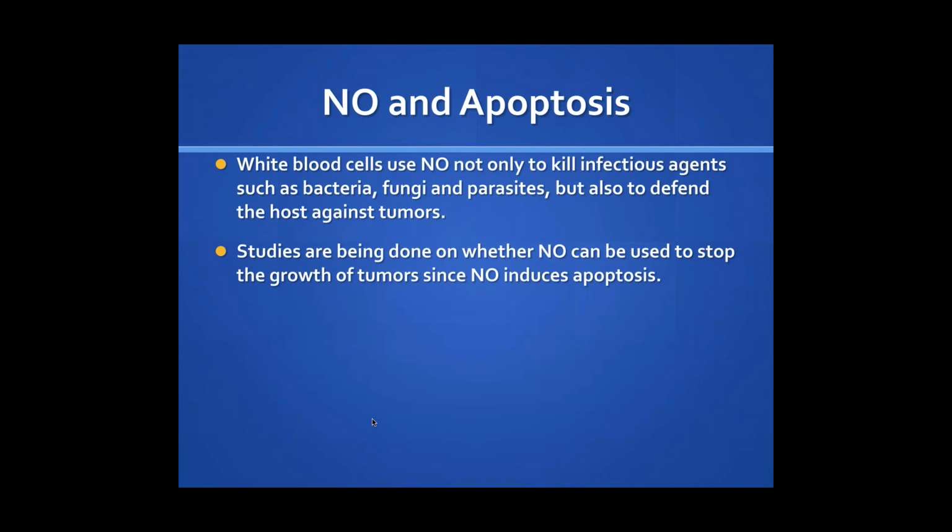White blood cells use nitric oxide not only to kill infectious agents such as bacteria, fungi, and parasites, but also to defend the host against tumors. So it's an interesting thing. Studies are being done on whether nitric oxide can be used to stop the growth of tumors, since nitric oxide induces apoptosis.